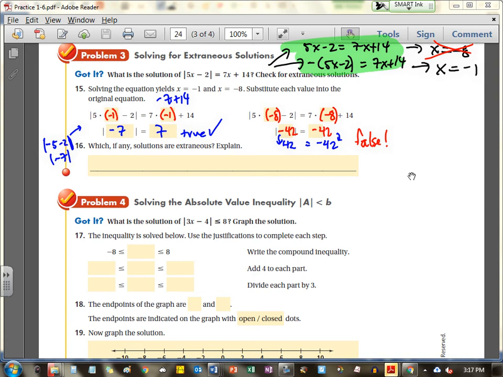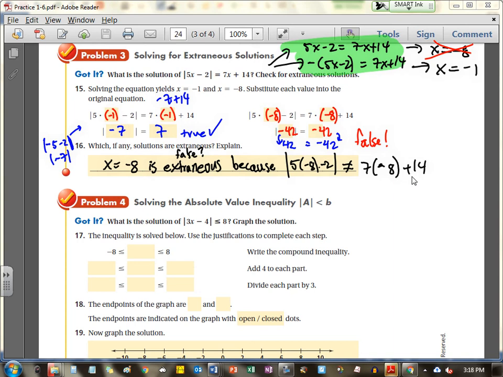Okay, so the question asks, which, if any, solutions are extraneous? That means which ones are false. And we could say x equals negative 8 is extraneous. Extraneous means false. X equals negative 8 is extraneous because the absolute value of 5 times negative 8 minus 2 isn't really equal to 7 times negative 8 plus 14. These are not actually equal, so that's a phony baloney chicken macaroni answer. Okay, be careful with that.